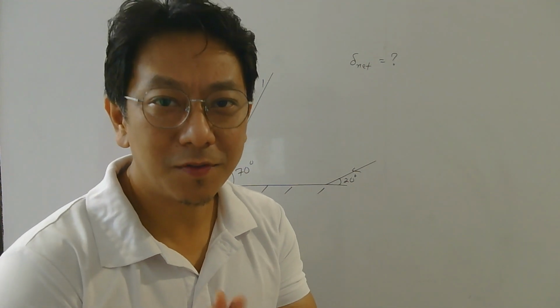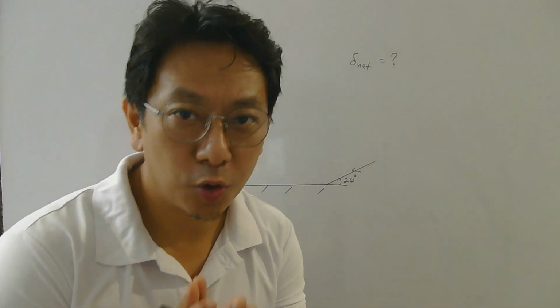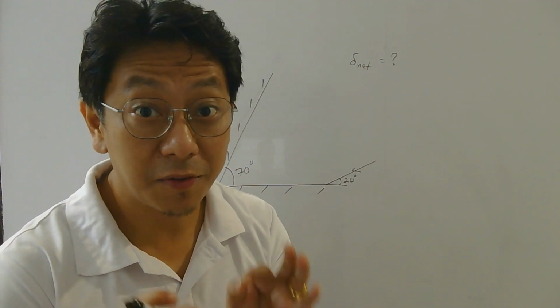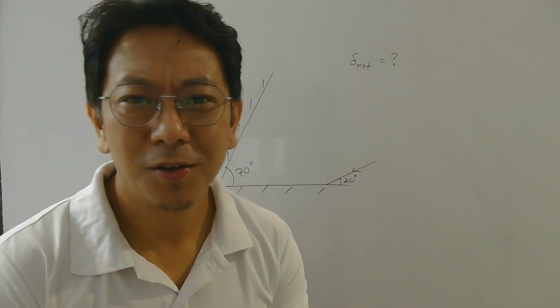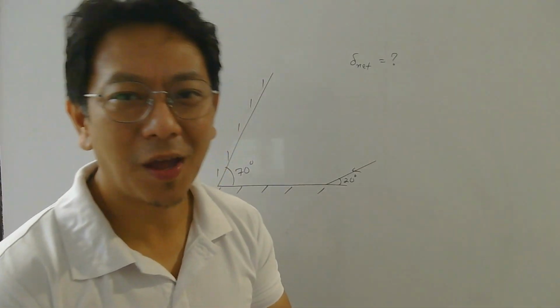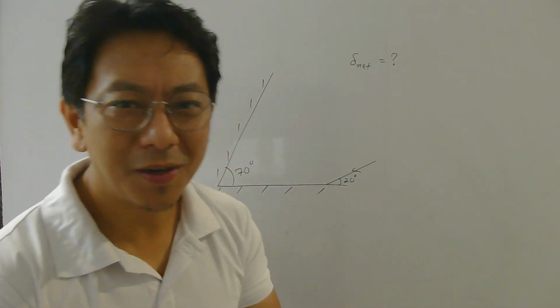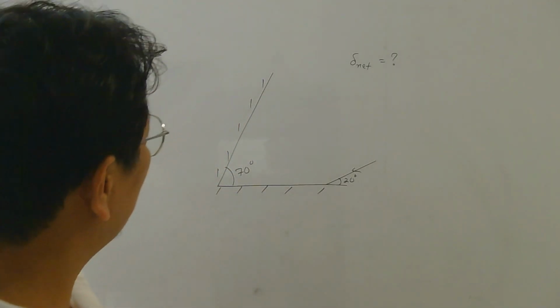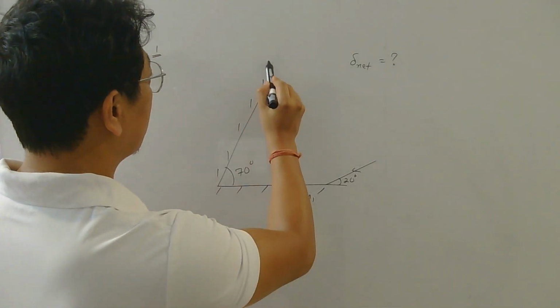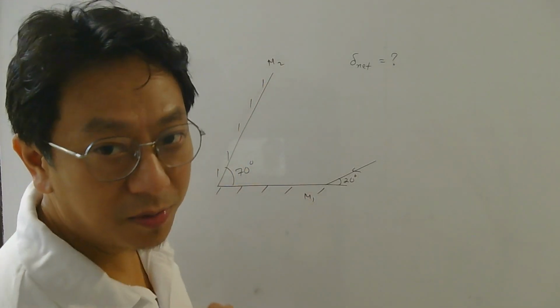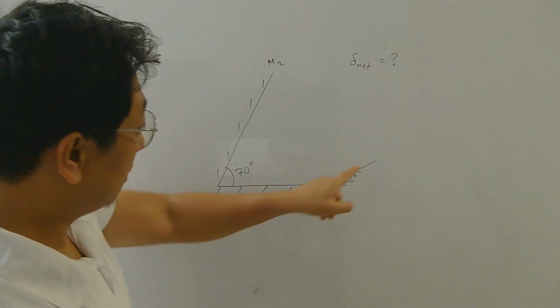Hi everyone, in this video we are going to take some questions from the topic of reflection of light. Quite a good number of questions we will do, and they are not super difficult but they are interesting. So we have two plane mirrors, M1, M2 let's say, and the angle between them is given 70 degree.